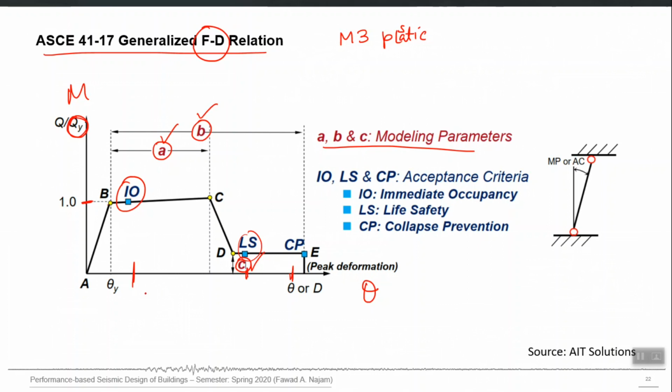So, it will give you 3 rotation values for your M3 beam, which correspond to IO, LS and CP. So, not only will it give you the force deformation curve, it will also give you the IO, LS, CP capacities in the form of plastic rotation, right. So, if this was a shear force versus shear deformation curve, the IO, LS, CP would be in the form of shear deformation. Currently, for the moment M3 plastic hinge, it will be in the form of rotation of the beam. So, IO, LS, CP will be in radians, right.